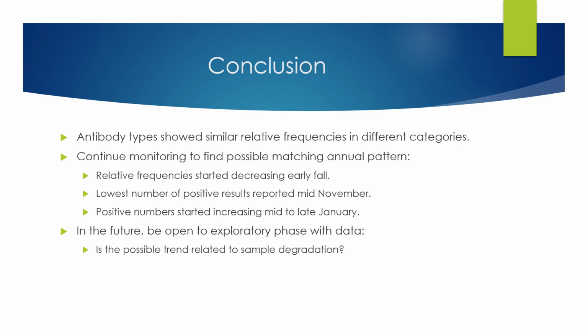Do positive results reach lowest number just before Thanksgiving again? And will the positive numbers increase again in mid to late January? Also in the future, I may investigate an exploratory phase with the data. This includes asking questions like, is it possible the trend relates to sample degradation?